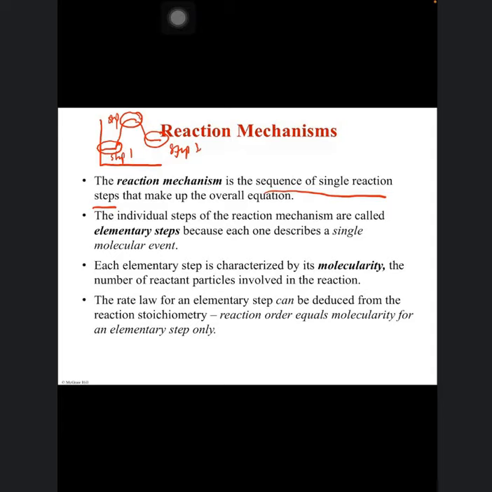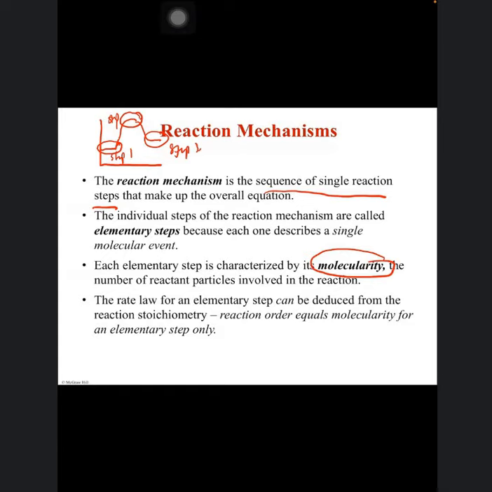Okay, reaction mechanism. Yang mana every single step tadi, step 1, step 2, step 3, the individual step tu kita panggil sebagai elementary step. Lepas tu, molekul-molekul yang terlibat dalam setiap elementary step tu, kalau ada satu molekul, 2 molekul, 3 molekul, benda-benda ni kita panggil sebagai molecularity. Molecularity adalah the number of reactant particles involved in every single elementary step.